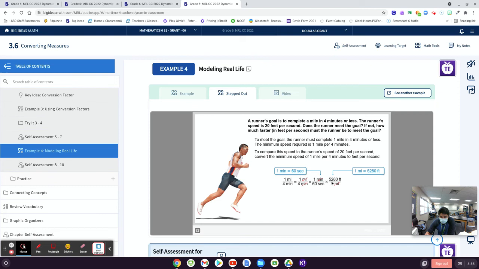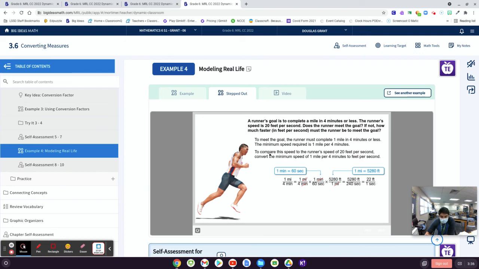And then we perform this calculation: 1 times 1 times 5,280. That's 5,280, divided by 4 times 60. So this is 240. So it's going to be 5,280 feet per 240 seconds. And now, when we simplify this fraction, we are going to get 22 feet every second. So in order to actually meet this goal of 4 minutes or less, a runner would have to run on average 22 feet every second.